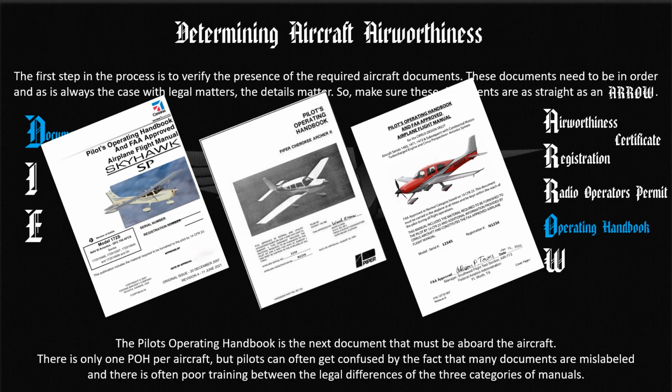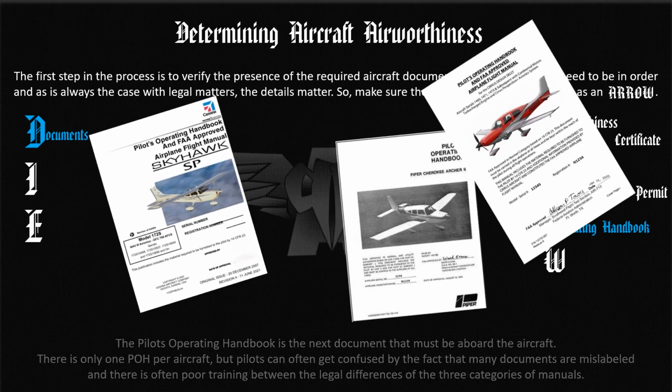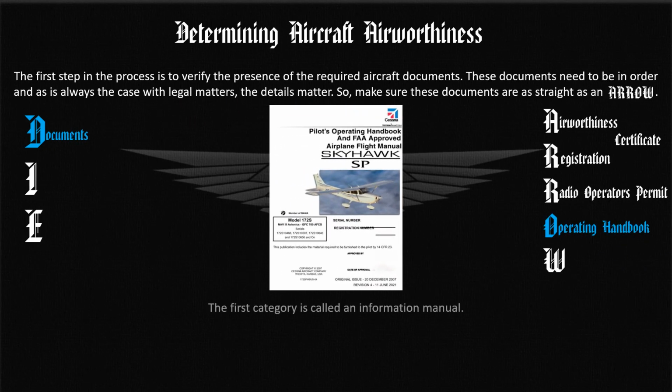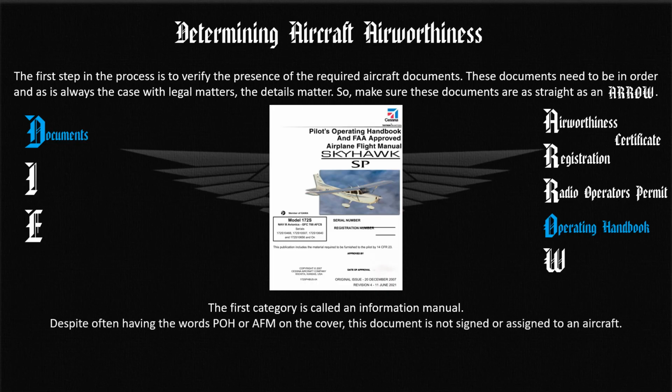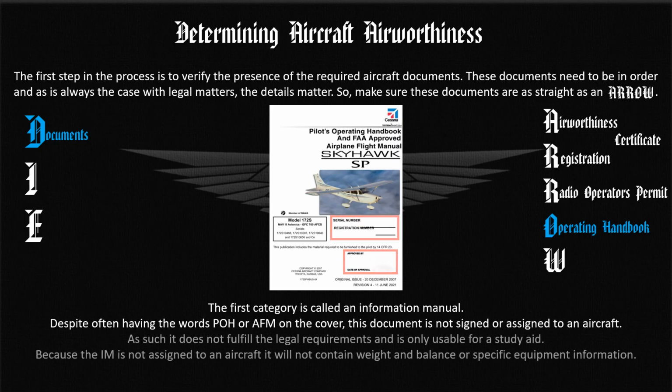There is only one POH per aircraft, but pilots can often get confused by the fact that many documents are mislabeled, and there is often poor training between the legal differences of these three categories of manuals. The first category is called an information manual. Despite often having the words POH or AFM on the cover, this document is not signed or assigned to an aircraft. As such, it does not fulfill the legal requirements and is only usable for a study aid.